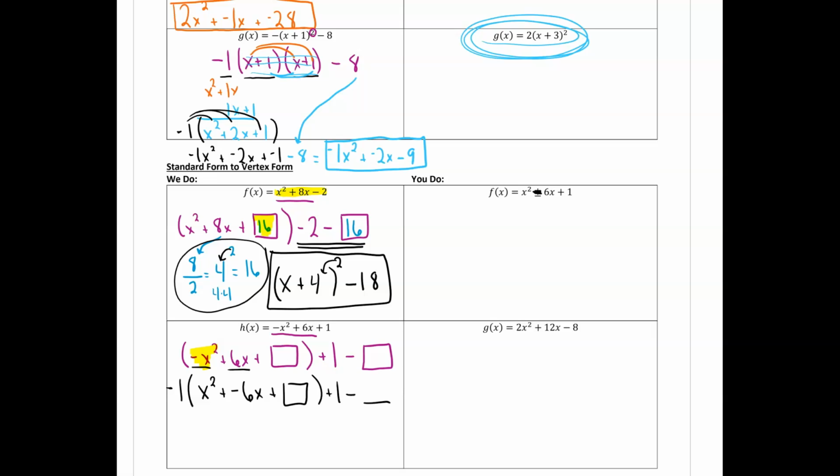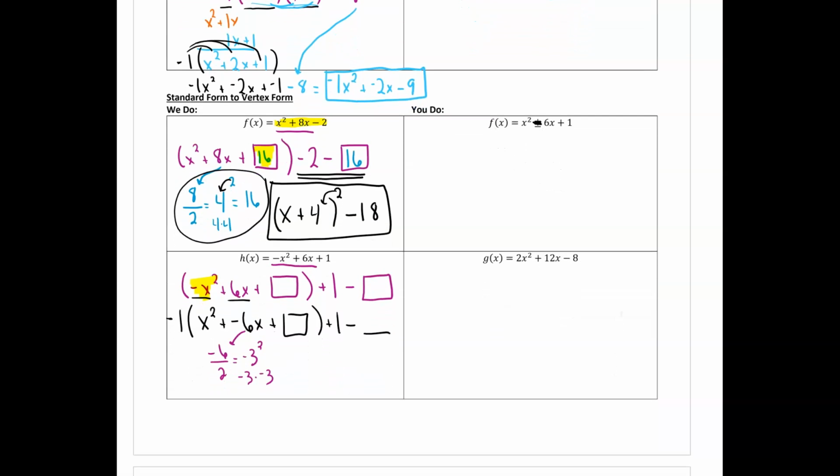So again, what I'm going to do is take this number that does all the work. It's -6. I'm going to cut it in half. That's -3, and I'm going to square it, which again, just do this in your head. Don't use your calculator because you might not type it in correctly. -3 squared means -3 times -3, which is 9. So the 9 goes in the box.